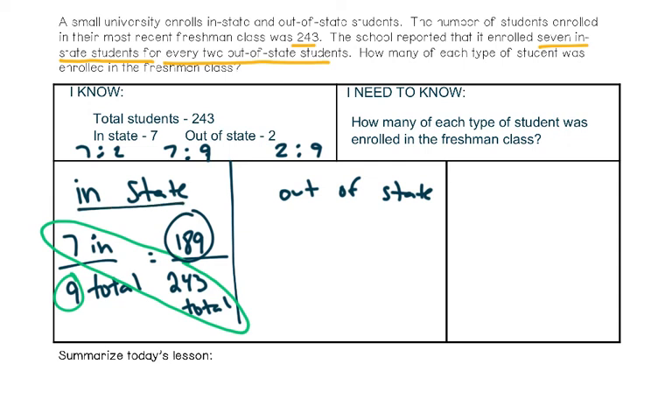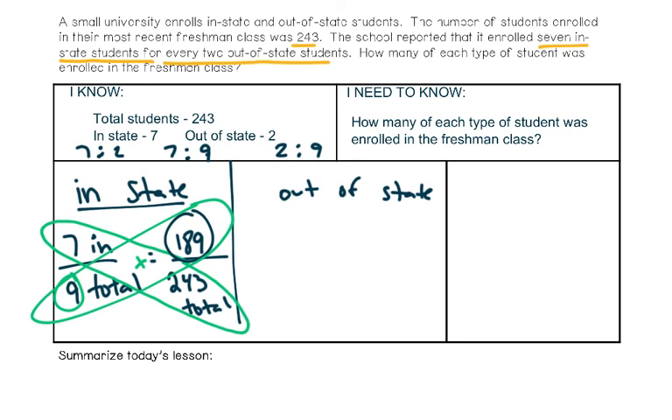You should always take a step back and think about that and see if that makes sense in terms of your problem. There's more in-state than there are out-of-state. 189 is kind of a big number, and it's pretty big compared to 243. You also want to check your answers. 7 times 243 should be equivalent to 9 times 189. They are, so I know that I'm correct.